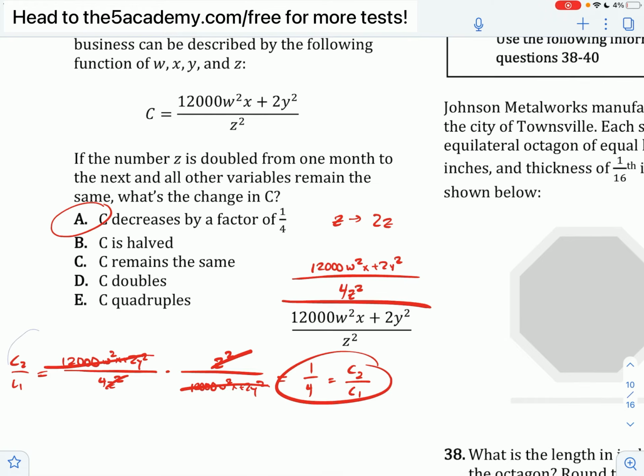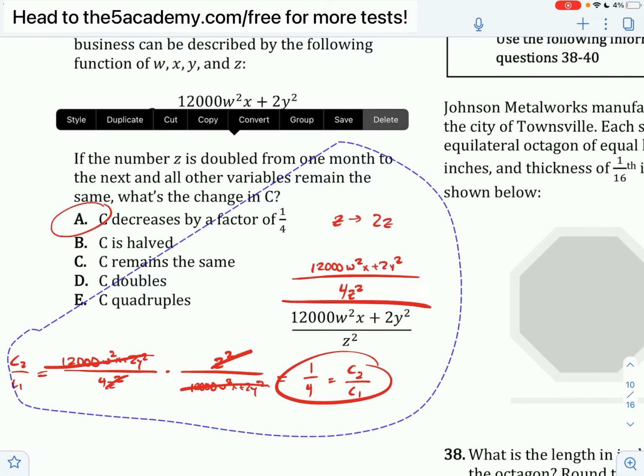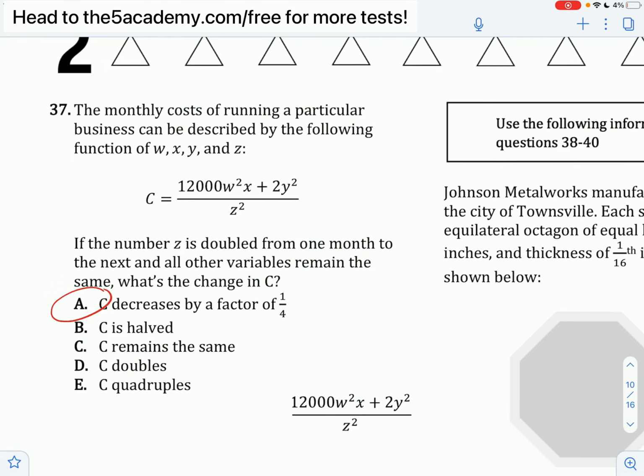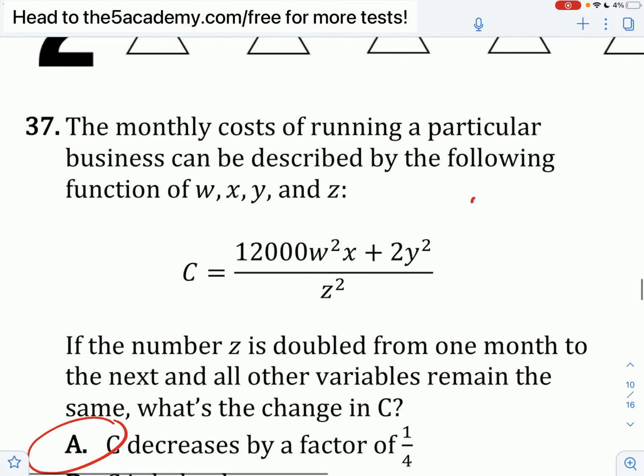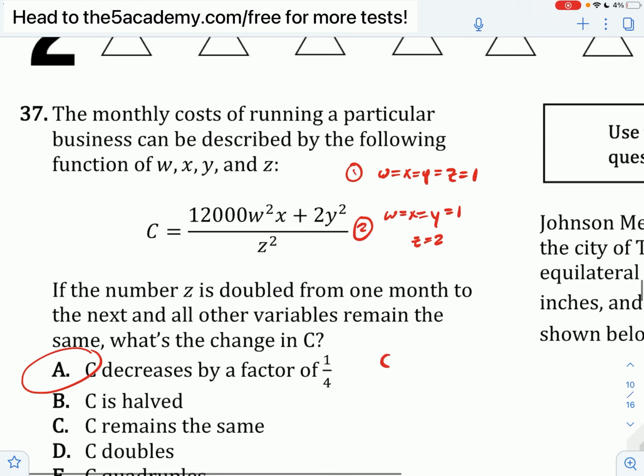Now that's one way to do it. The other way is to just plug in numbers and see what you get for this case, and then do the same thing by plugging in another set of numbers. So what are your set of numbers? Just set everything equal to 1. And then do another case where everything's equal to 1, except for z, which is equal to 2. Case 1, case 2. Okay, and compare your answers. So C1 is going to equal, when you plug in this, you'll get 12,000 plus 2 over 1, which is just going to be 12,002.